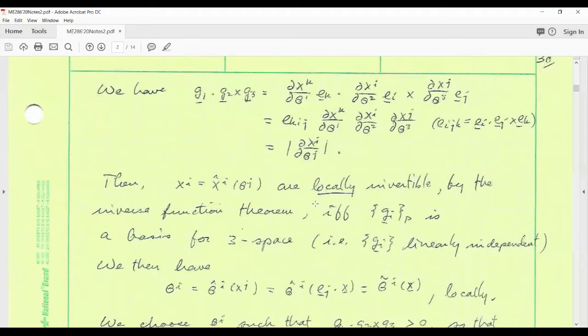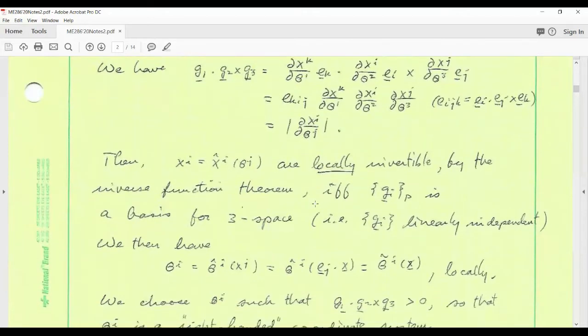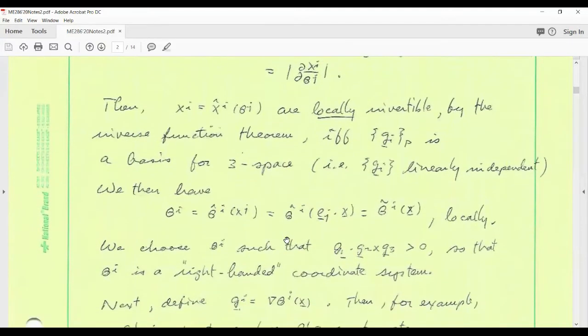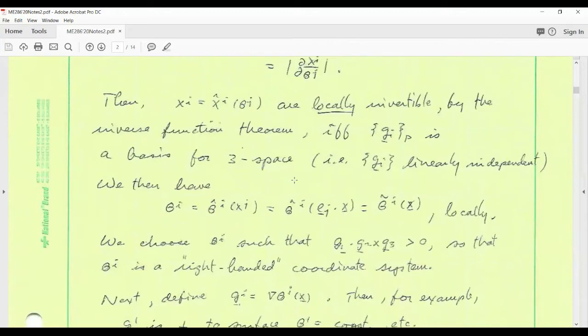That's by the so-called inverse function theorem, which we invoke very often in mechanics. So these will be locally invertible if and only if the set of G's at a point in space constitutes a basis. Okay, so our local invertibility assumption ensures that the G's are linearly independent. Local invertibility means, of course, that we can write the curvilinear coordinates as functions of the Cartesians in the vicinity of a point in space.